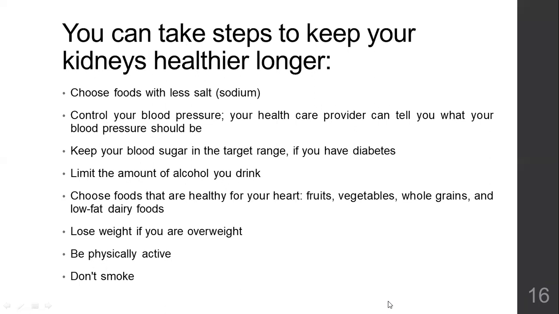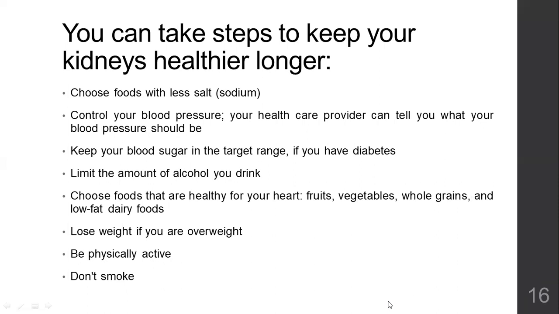Control your blood pressure. Okay, as I mentioned, anything that goes wrong in your cardiovascular system will have some ill effects on your kidneys as well. Based on your lifestyle, your healthcare provider can tell you what should be a normal blood pressure for you. Check your blood sugar values. Okay, if you have diabetes, regularly check your blood sugar values. Be in the target range. Limit the amount of alcohol that you drink. Choose the foods that are healthy for your heart, like fruits, vegetables, whole grains, low-fat dairy food. Okay, keep your heart healthy, your kidneys will be happy.